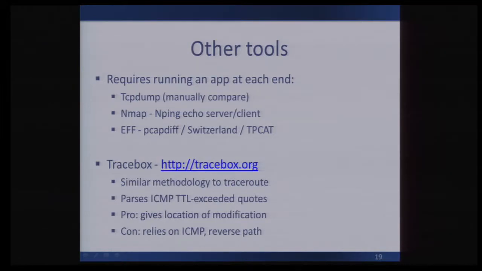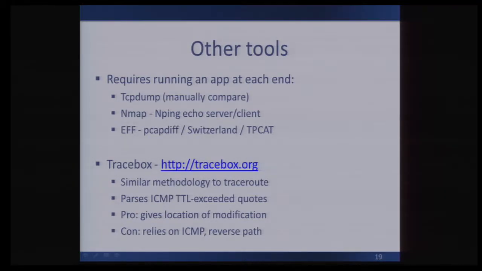If you do have a cooperating endpoint, you can of course just run TCP dump and manually compare the output and see if a middle box is changing something in your headers. Or you can use one of the more automated tools. Nmap has a tool called Nping that's got an echo server and client that you can use. EFF has been working on some of these for purposes of network neutrality. And they have a tool they worked on a while ago called PCAP diff, which sort of led into other tools called Switzerland and TPCAT.